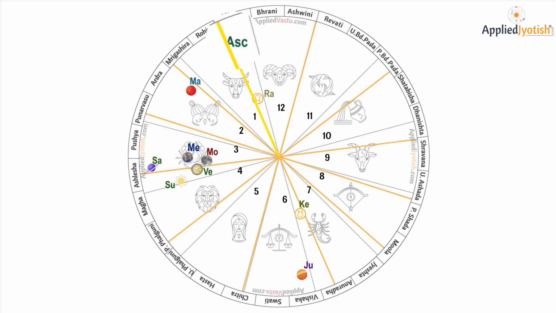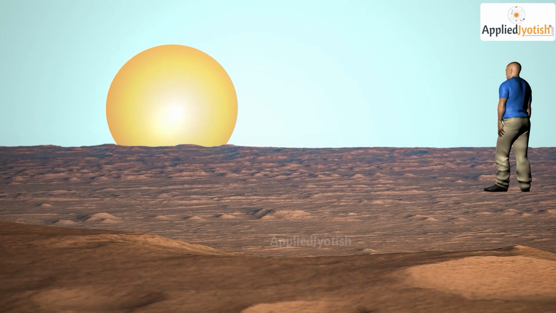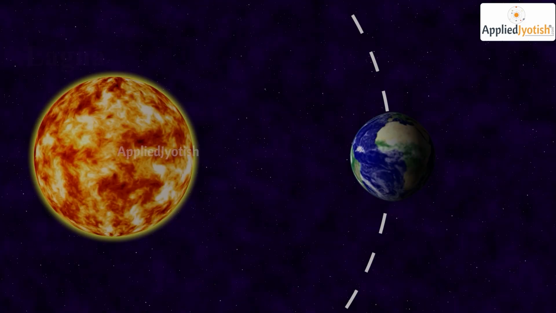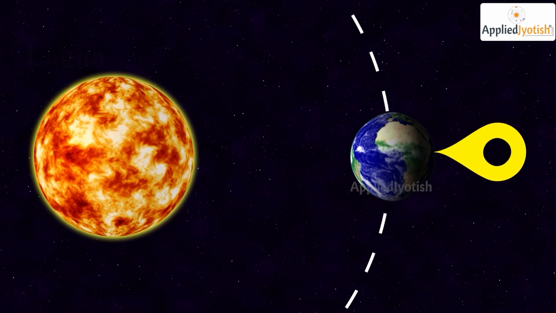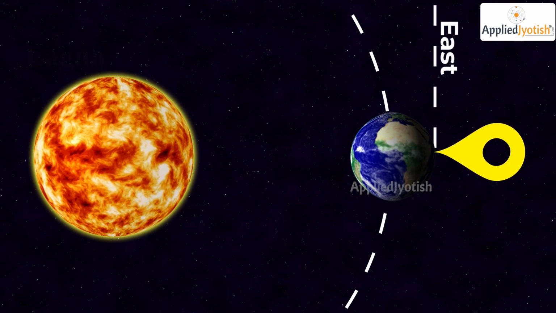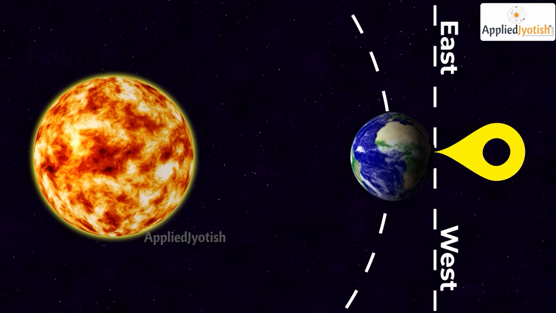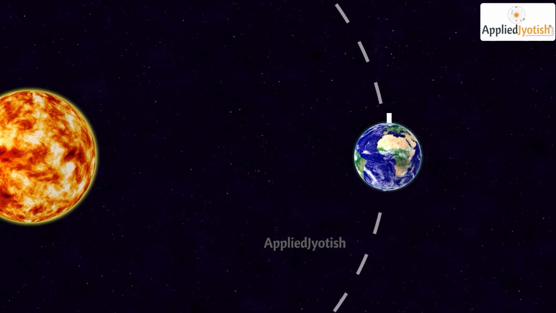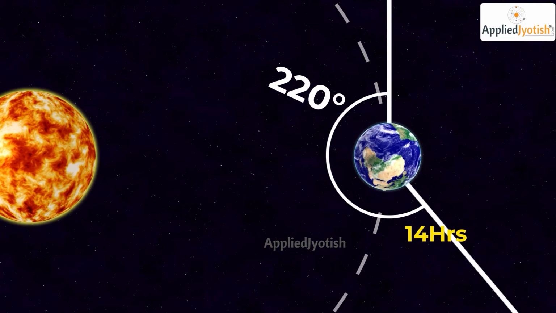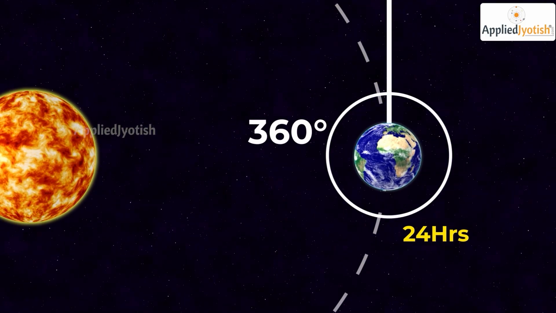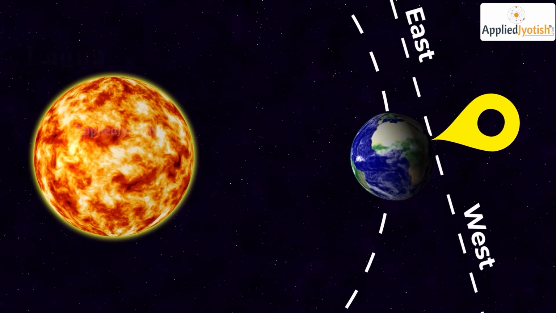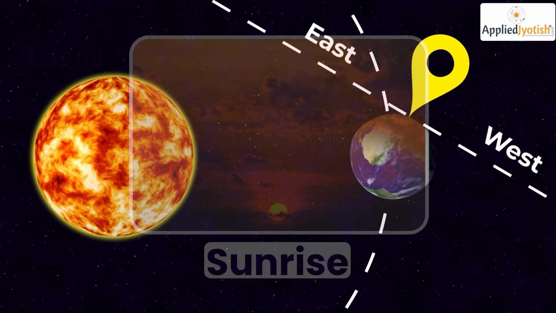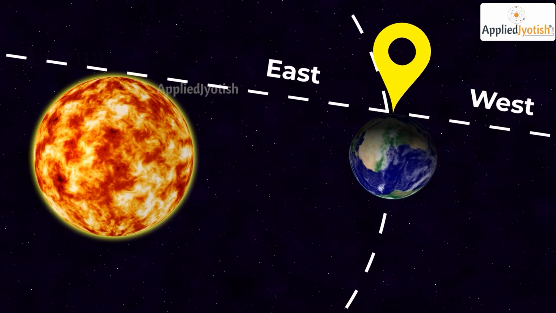Before explaining Lagna or the rising sign, we will use animation to understand the concept of sunrise and sunset. Let's consider a specific location on Earth and draw a straight line from the eastern horizon to the western horizon at that location. Since the Earth completes one rotation around its axis approximately every 24 hours, this straight line will rotate along with the Earth over time. Sunrise occurs when the eastern end of this line reaches a specific point.